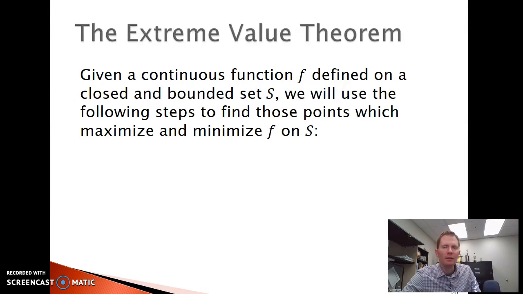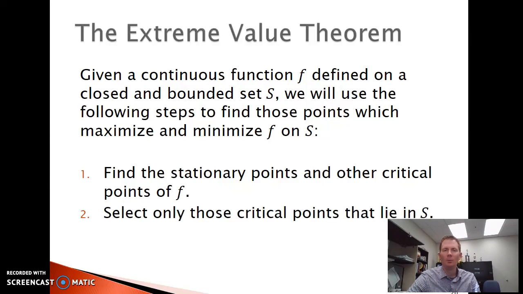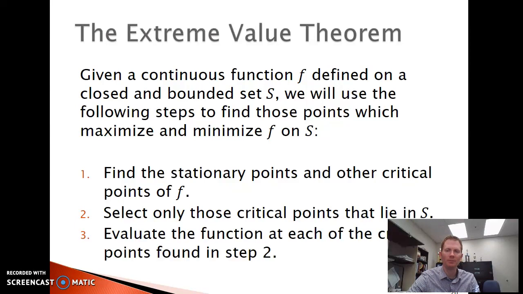So these are the steps that we're going to make use of to maximize and minimize the function on S. First of all, we'll find the stationary points and other critical points of f by taking the derivative, finding out where it's equal to the zero vector and where it's undefined. We'll only care about the critical points that are actually in S. If they're outside of our region, then they're irrelevant to the situation.